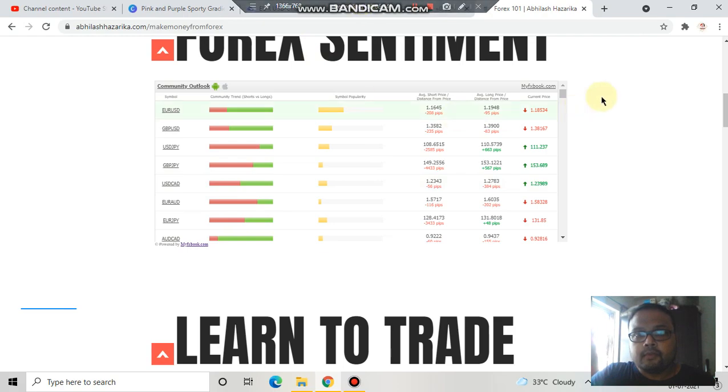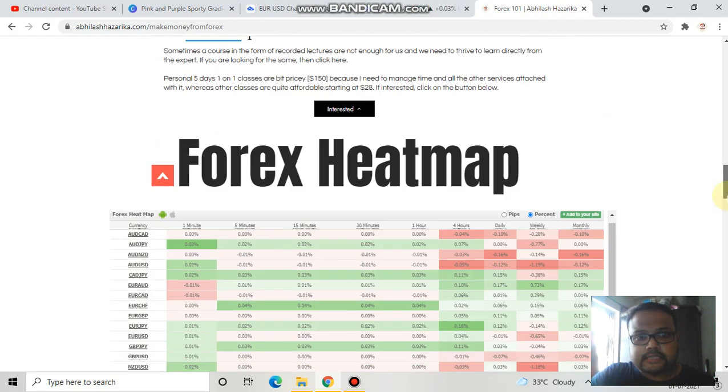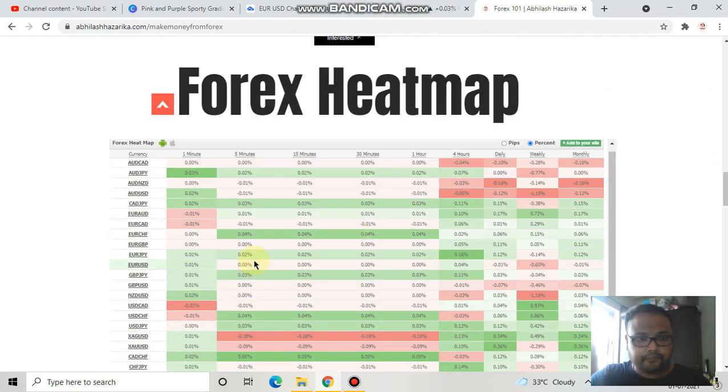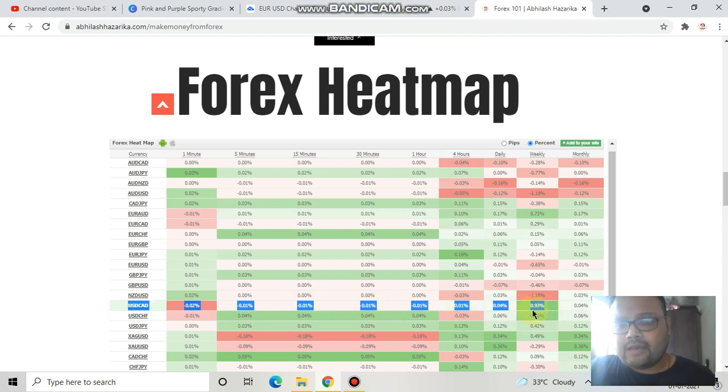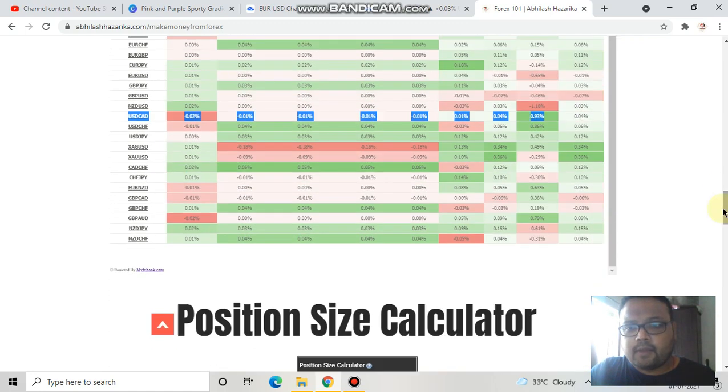Okay. And if I take you to the Forex heat map, this is the Forex heat map, and you can see that this is the USD CAD. You can see that mainly there is some movement. Okay, I would not say that there is not much movement in the market, because in the weekly chart there is 0.93% movement in the market. So okay, there is some movement, but it is taking time.